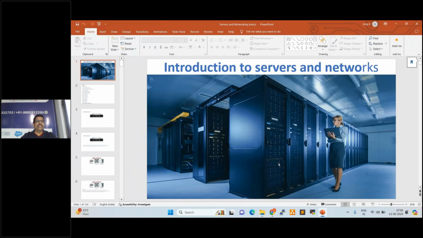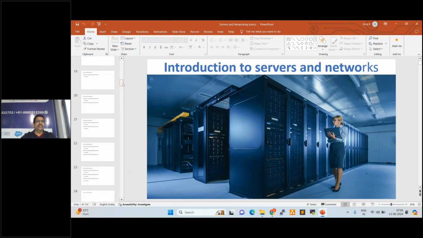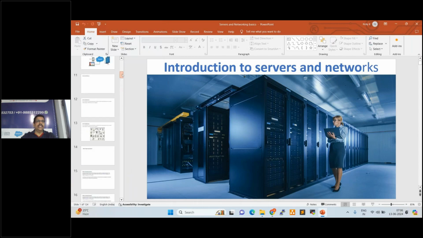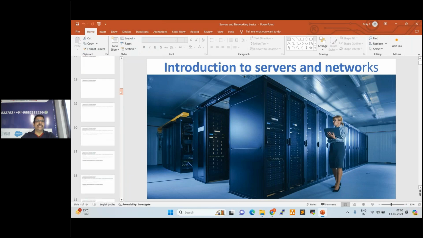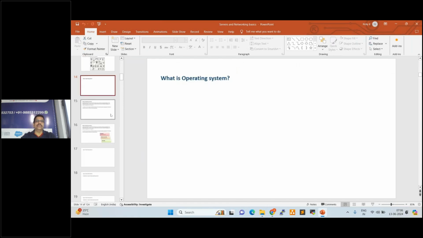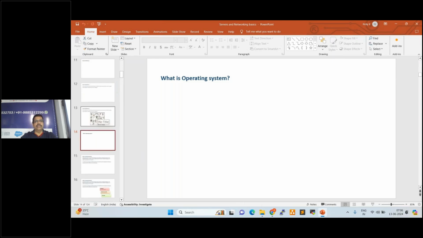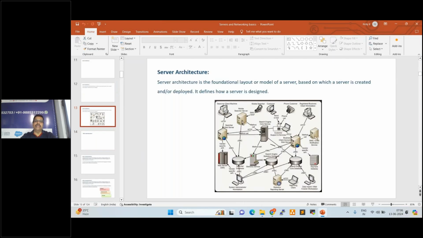In the last session, we discussed the first phase of implementation, server architecture, the second phase, the third phase, and the fourth phase, which is the latest one, Docker. Up to here, we discussed server architecture. Today we are going to start from the operating system. This server architecture, while working on AWS, we will go into a deep dive.